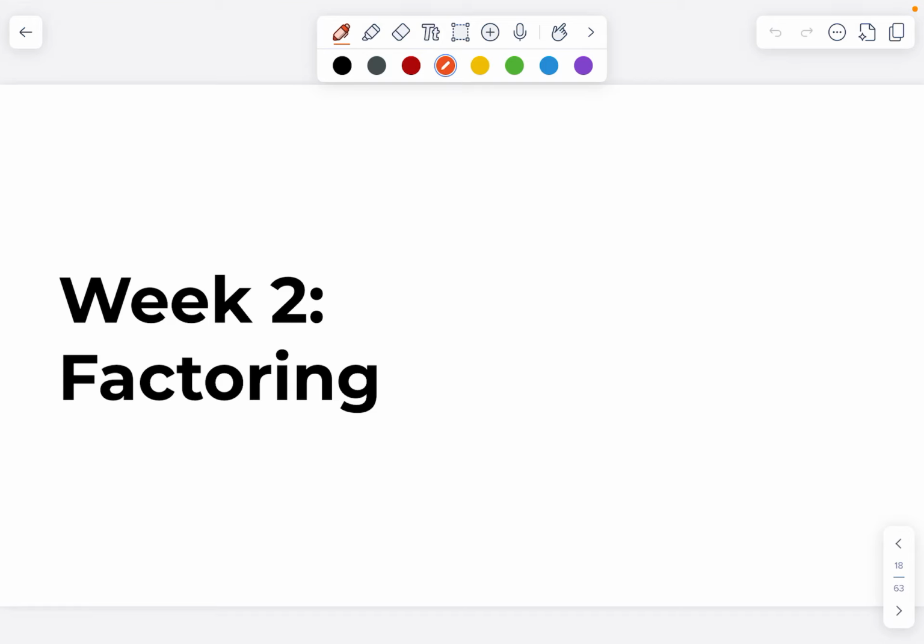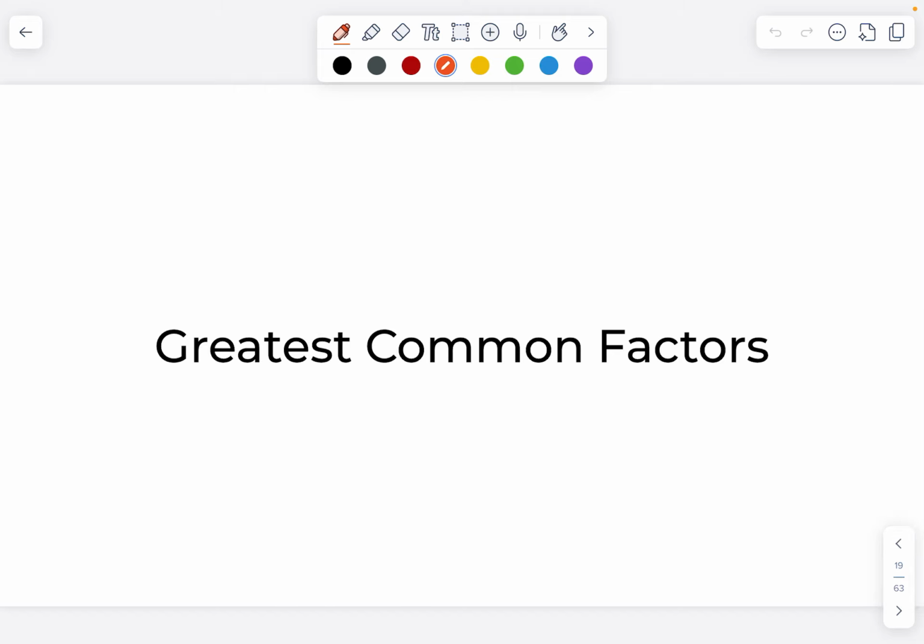This week we're going to talk about factoring strategies. We have several different types, and each type of factoring will be a different video. So we're going to start by talking about greatest common factors.